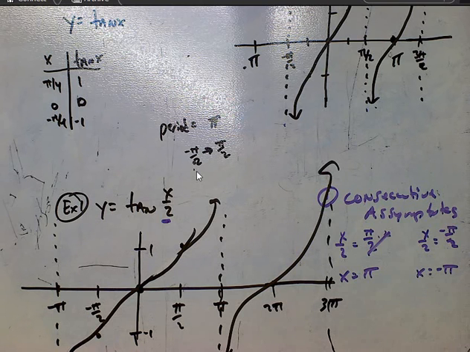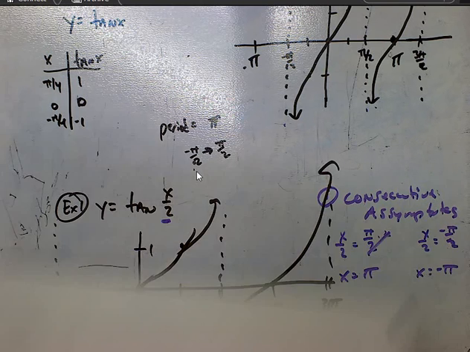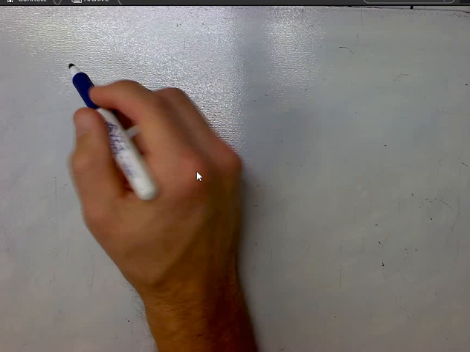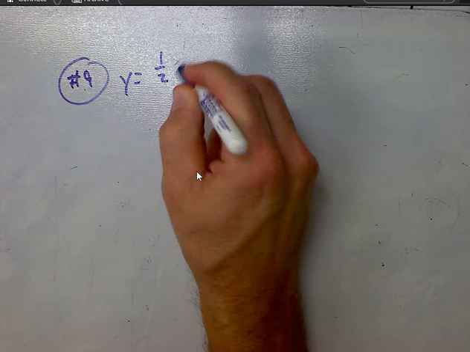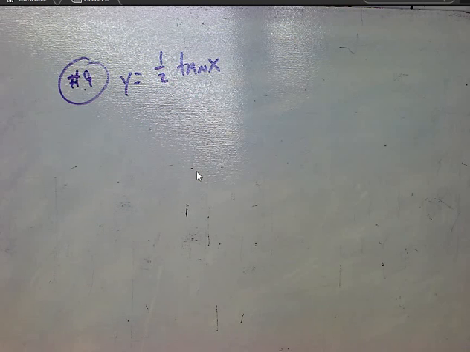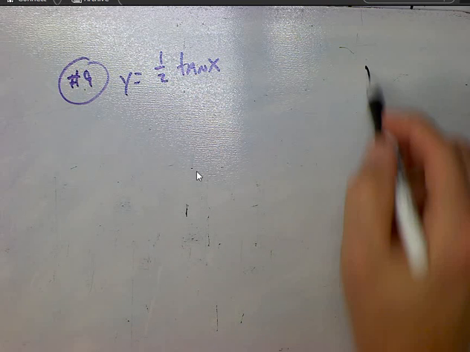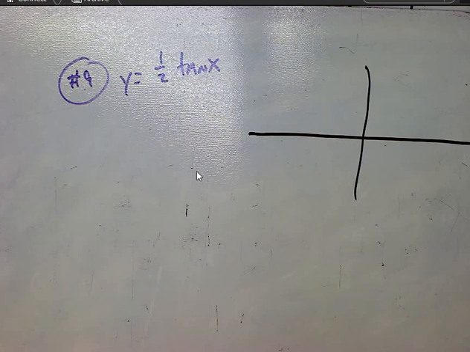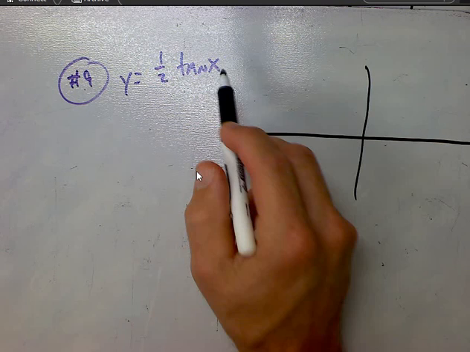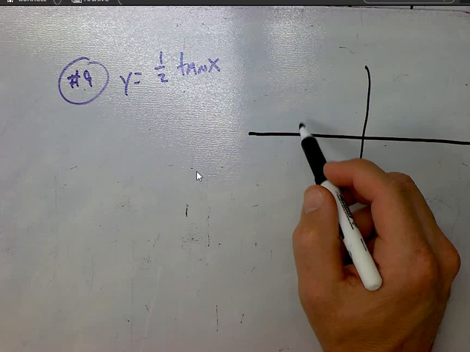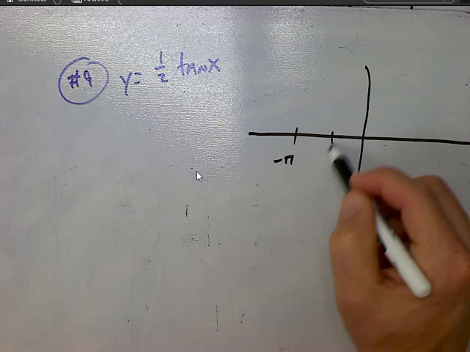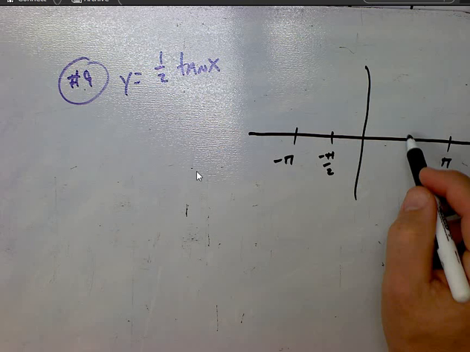Okay? I want you to go ahead and try one on your own. I want you to try number 9. Number 9 says y equals 1/2 the tangent of x. Okay, so the first thing I would do after you've tried it out, set up your little grid. Notice there is nothing here that is changing the width of the period. So it's going to be at negative pi over 2 and at pi over 2, the normal period.